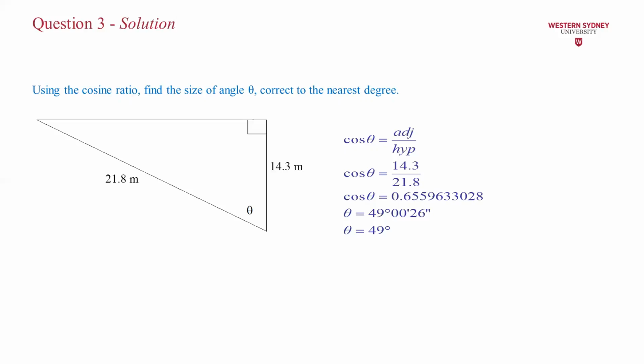Again, remember to press shift, inverse or second function depending on your calculator before pressing cos so that you get the angle out. It's best to put that division in brackets when you're using your calculator. Use the degrees, minutes and seconds button to turn it to degrees, minutes and seconds. But here you could have rounded it straight from the decimal because you're doing it to the nearest degree.